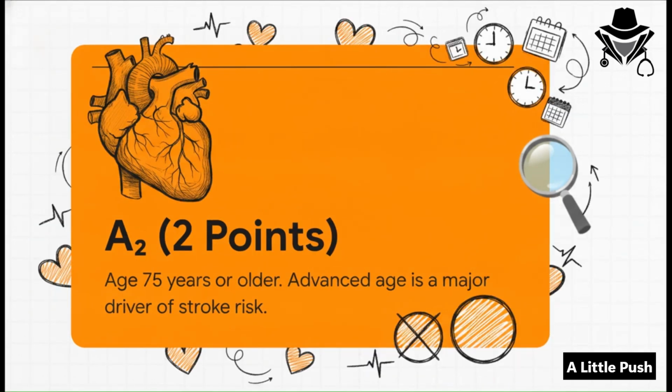Now, age is where things start getting heavily weighted. Pay super close attention here. A2 is for age. See that little subscript 2? That means it's a heavy hitter. If your patient is 75 years of age or older, they get 2 points, not 1. Advanced age is just a massive driver of stroke risk in AFib.